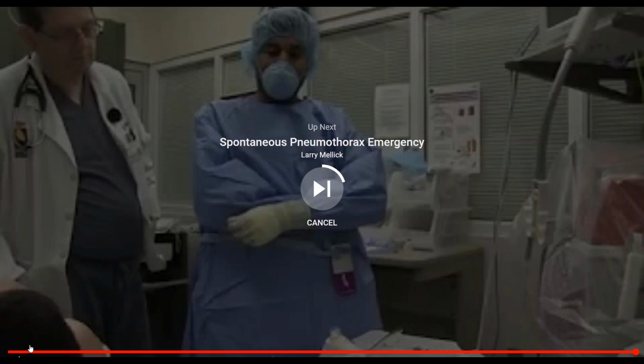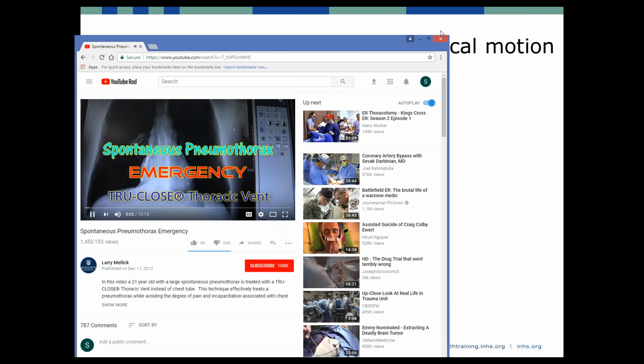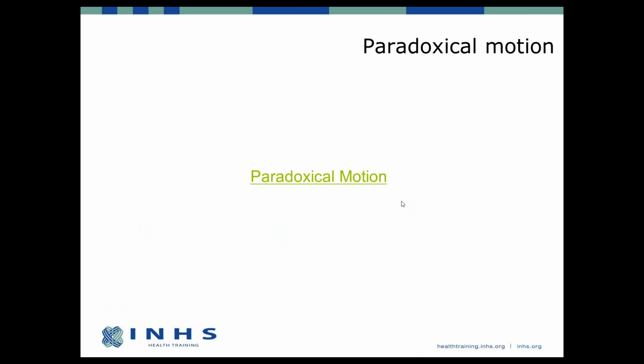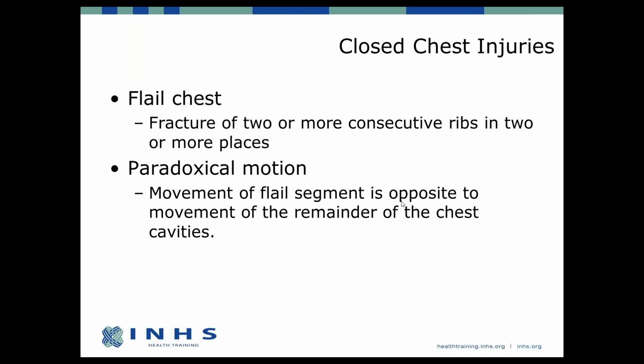All right, so here's that paradoxical motion, right? See that segment that's going the opposite way of respiration? That's what we're talking about. As they inhale, it's sucking in, and as they exhale, it's actually flexing out. So again, what we're talking about is that flail chest is the actual injury. That paradoxical motion is the movement it's actually making.